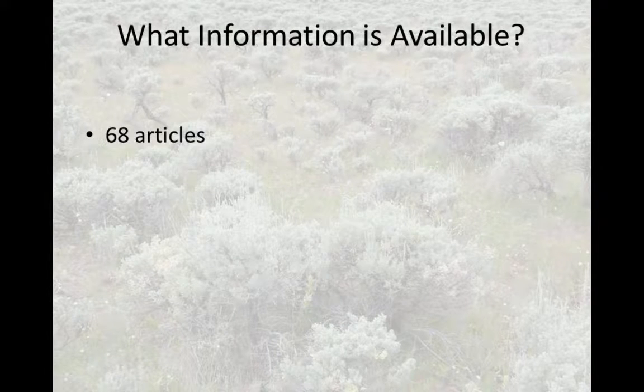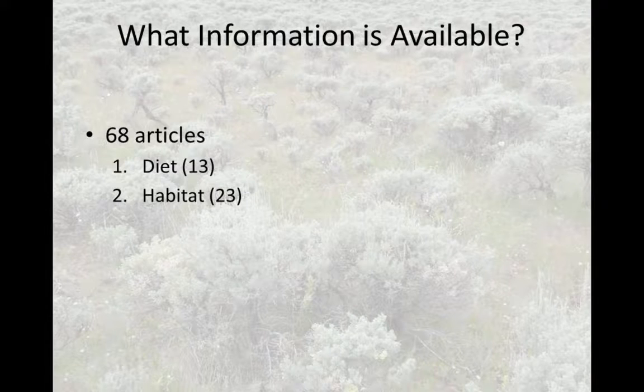When it was all done, we found 68 documents that met our criteria and that we thought were relevant. And here's how they fell into various categories. So part of them were diet studies for greater sage-grouse. These are crop content kinds of studies, and these are studies that mention the frequency of forbs found in sage-grouse crops. 23 of them were habitat studies, and this is just looking at what sage-grouse habitat looks like and what are the various components of it.